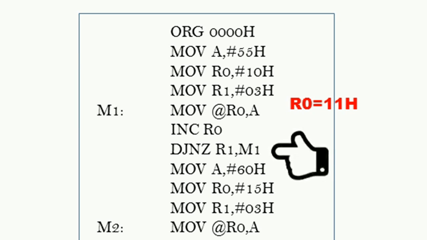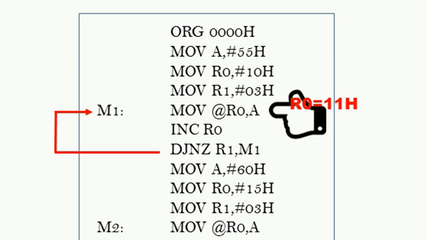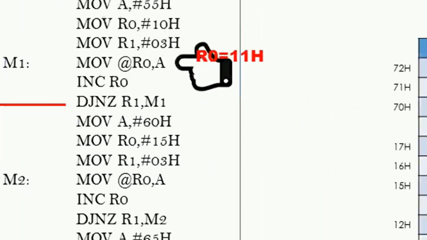This instruction decrements the content in R1. If the result in R1 is not 0, jump to M1. This instruction moves the content in accumulator to memory location 11 hex because the content in R0 is now 11 hex.